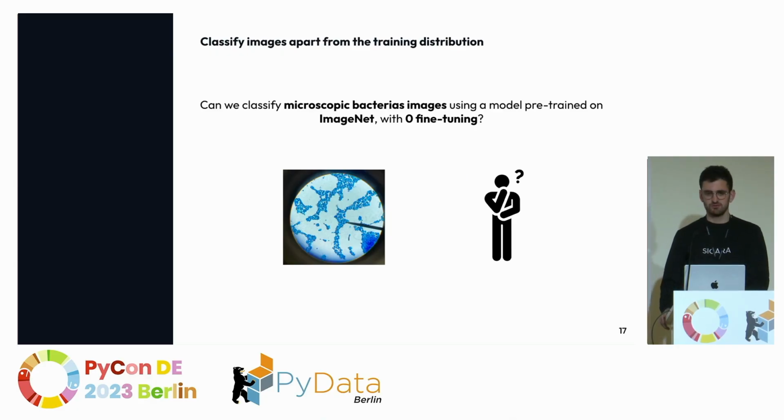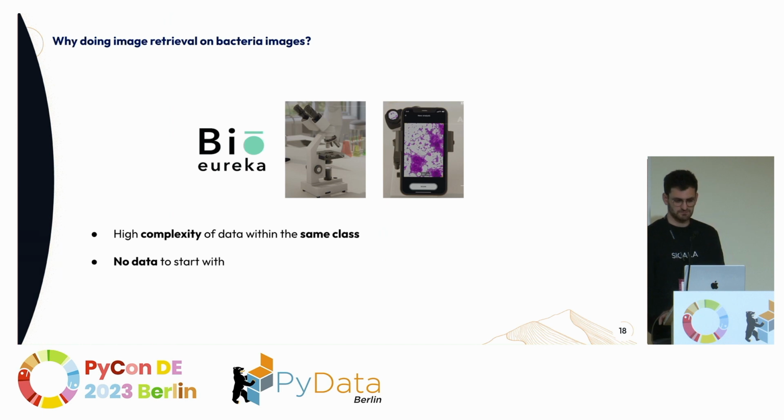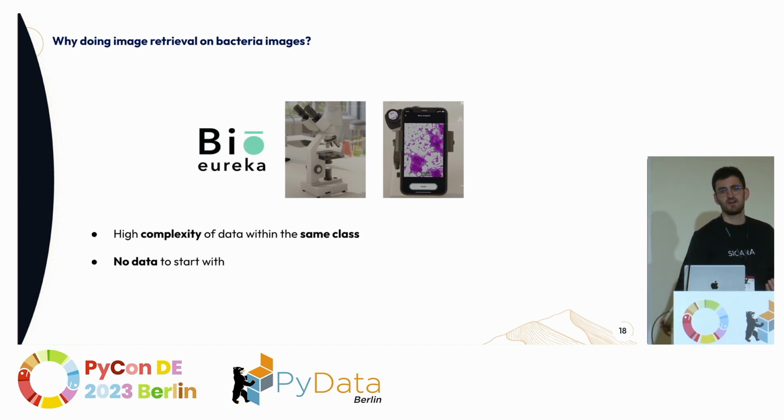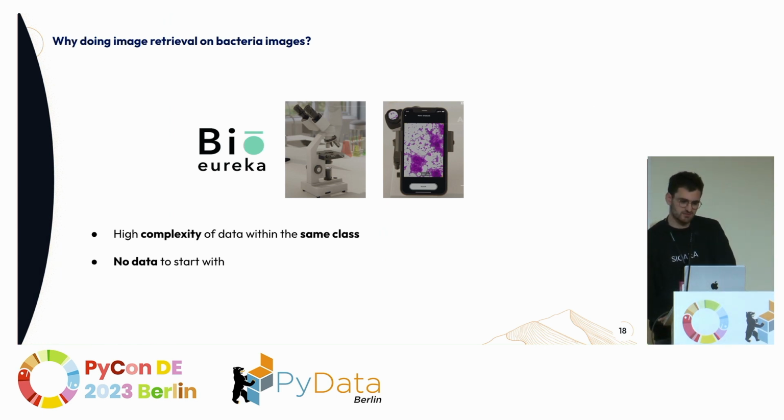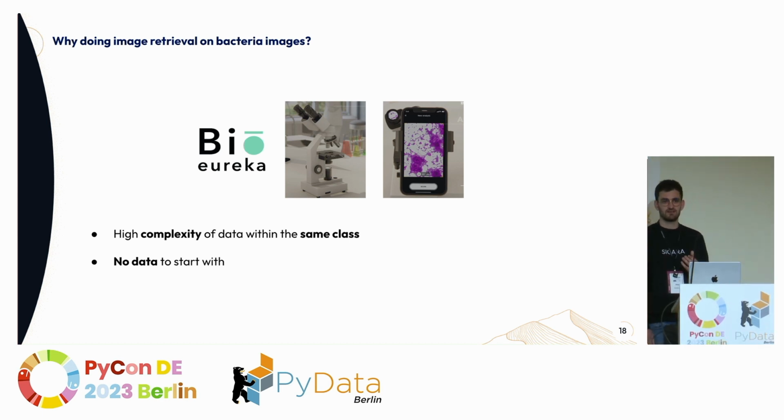To do that, we're going to check if we can classify images by doing content-based image retrieval, on images which are very far apart from the training distribution, the distribution of ImageNet: microscopic bacterial images, which are not seen in ImageNet. Why do so? It's actually a real use case we faced. We are still working for a company called Bioreca, a startup that wants to classify pictures of bacterial images.